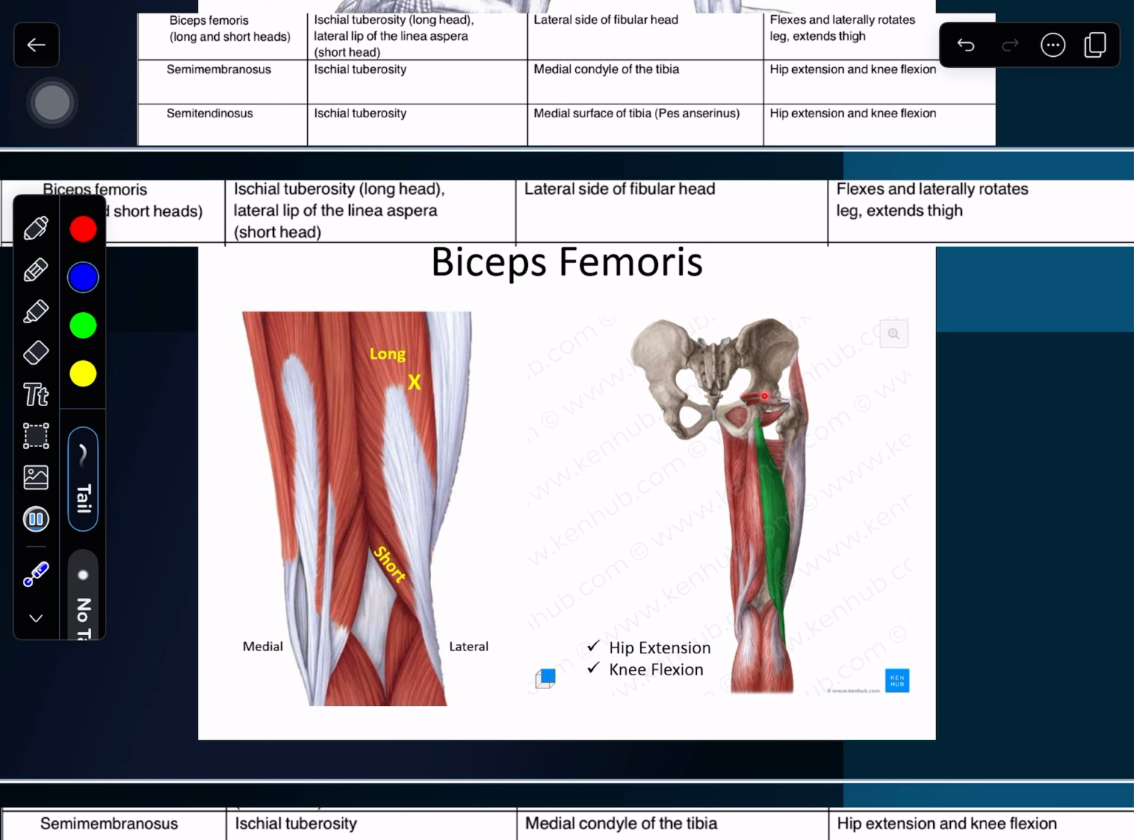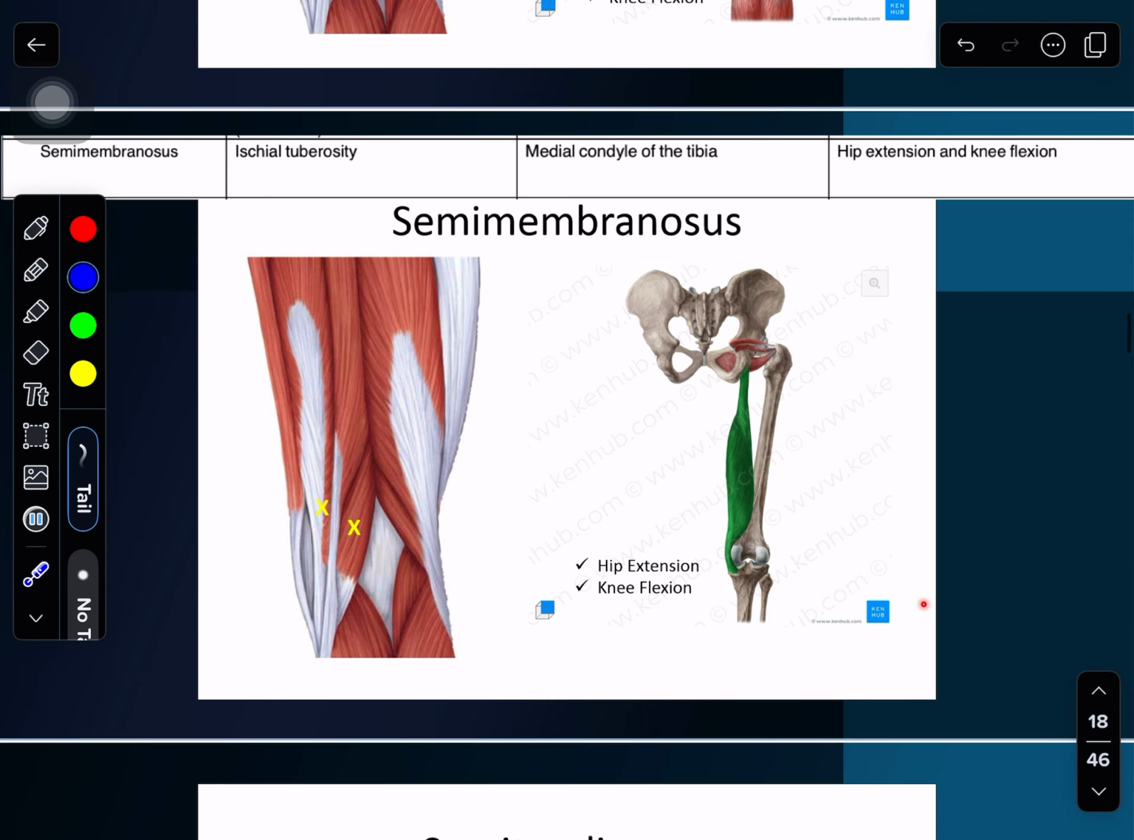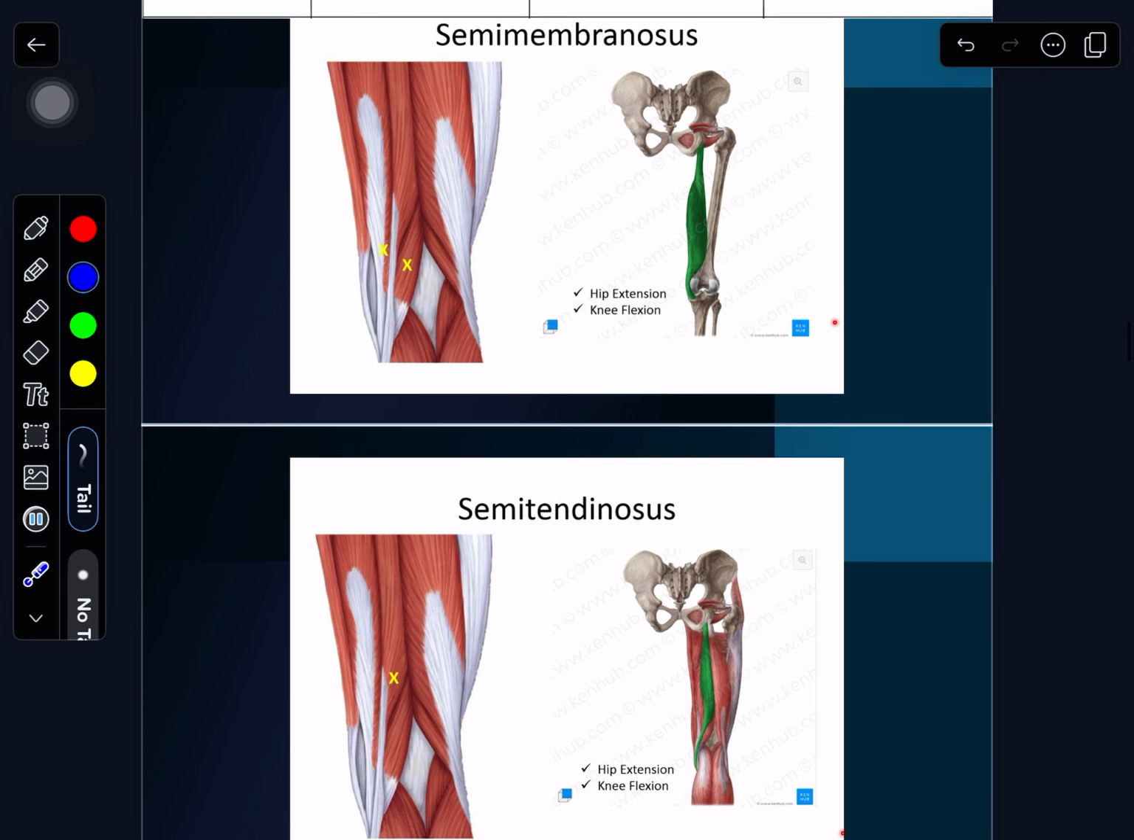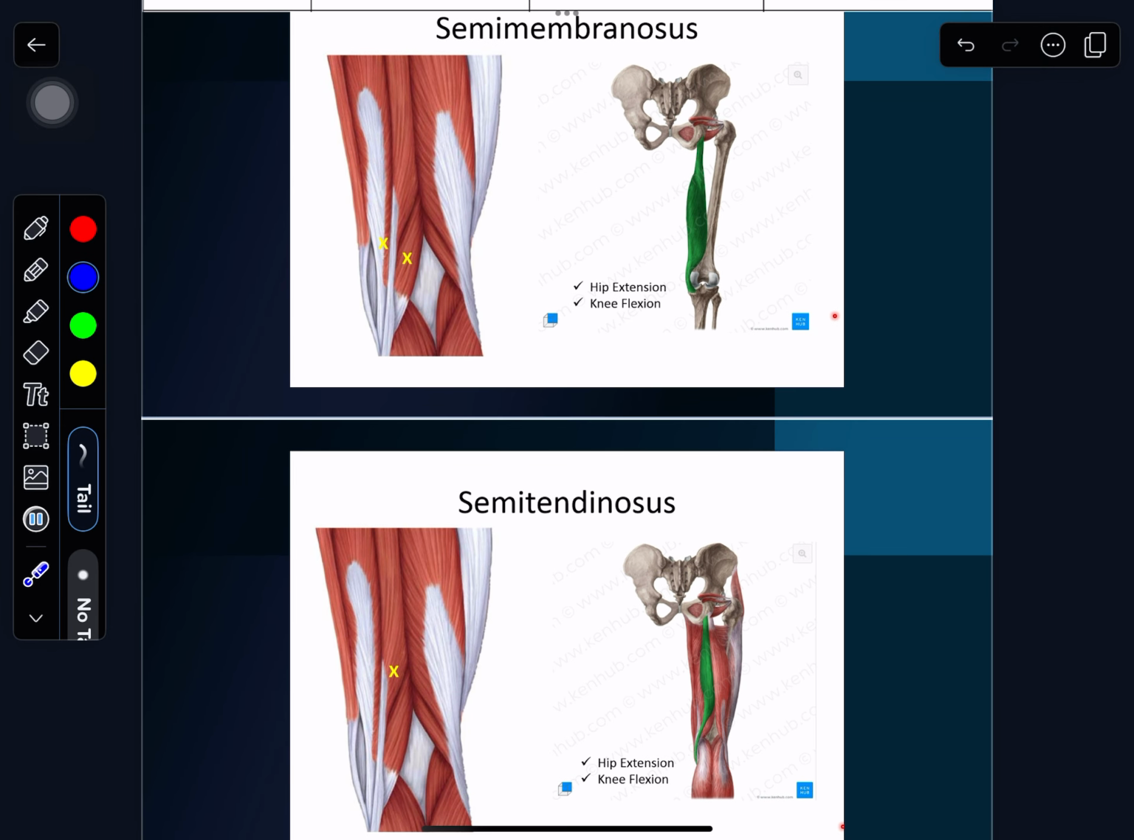And here we have the semimembranosus, right? And that is going to be more identifiable through relative terms. So we're going to look at the semimembranosus and the semitendinosus as kind of separate from the biceps femoris.